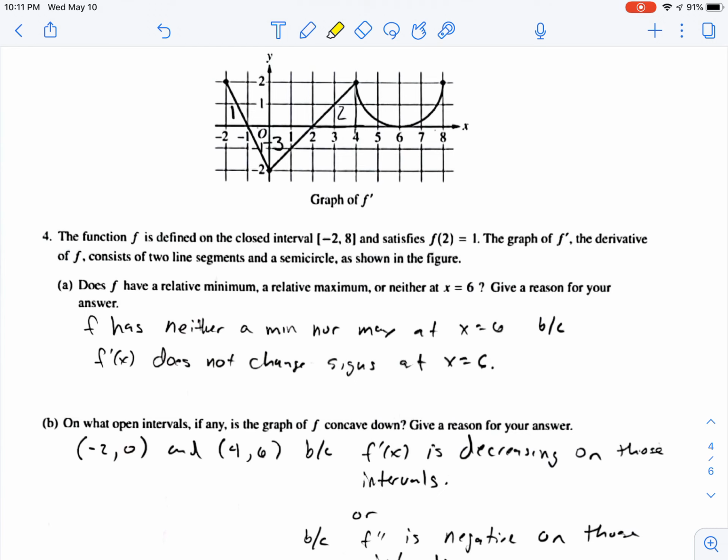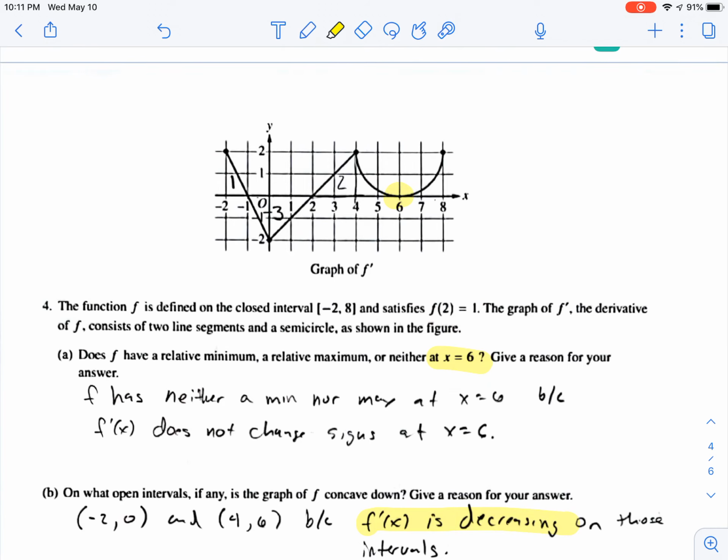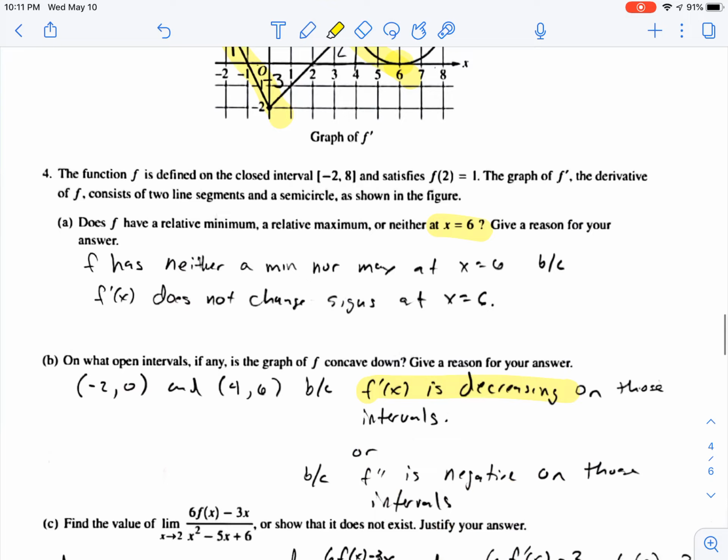It's asking us at 6, is there a relative max or min? Well, at 6, there is neither a max nor min because the graph of f prime does not change signs. So that's pretty much what's happening there. B, on what intervals is the graph of f concave down? So we're looking for where f prime is decreasing. So f prime is decreasing from -2 to 0 and from 4 to 6.